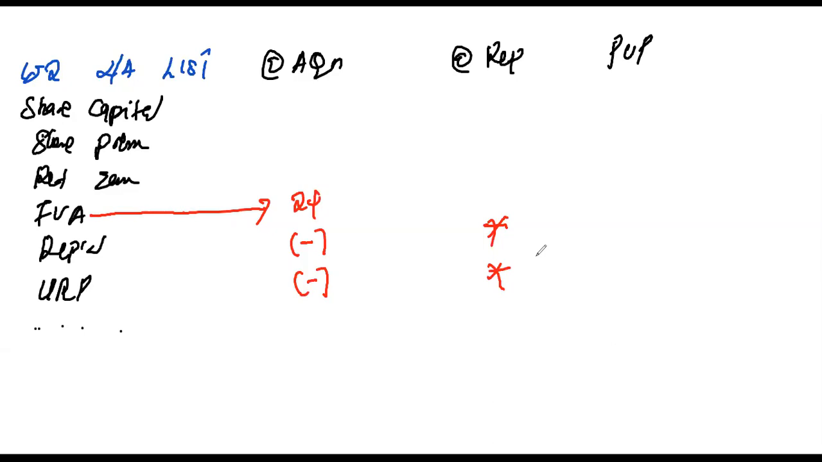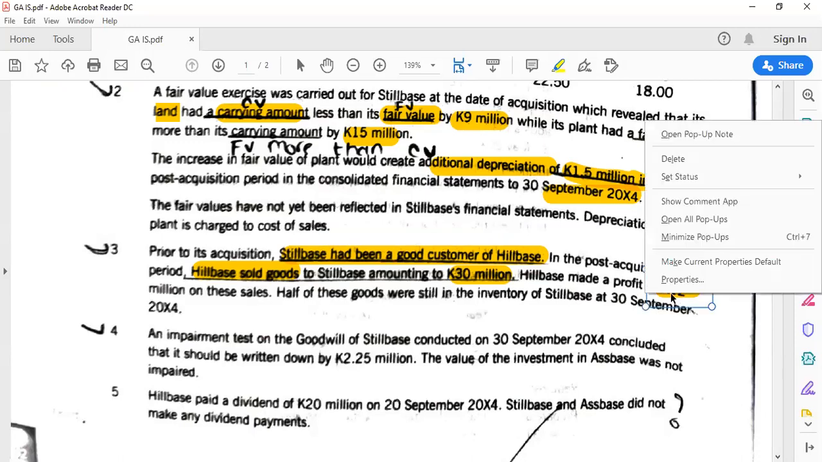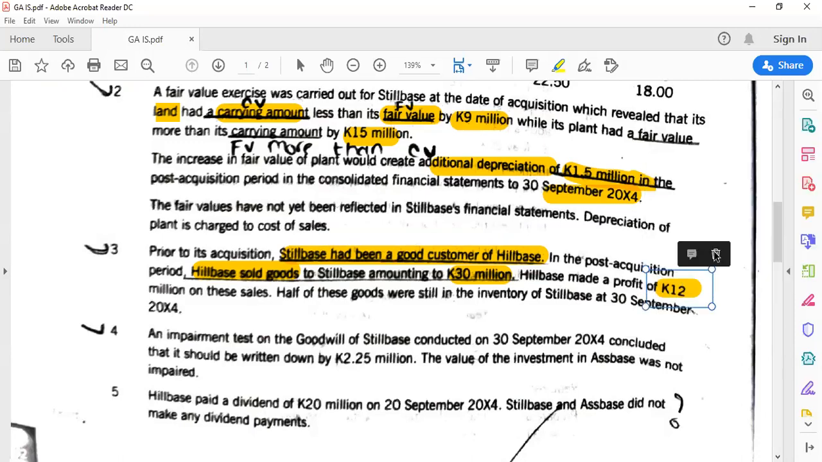Half of these goods were still in the inventories of Stillbase. See, half of 12 million goods. So meaning that from this 12 million, they're not supposed to make it. But they sold also to another person, so they made a profit of half. So the 6 million is genuine profit. But the other half, the other 6 million, we are going to reverse it. Have you seen the URP?